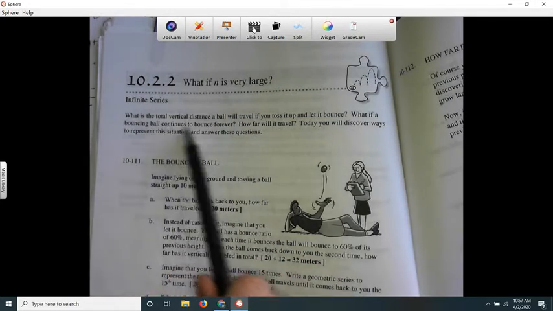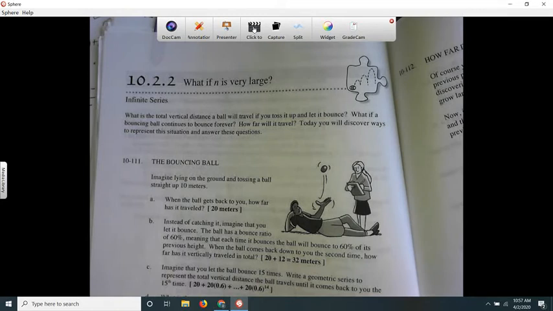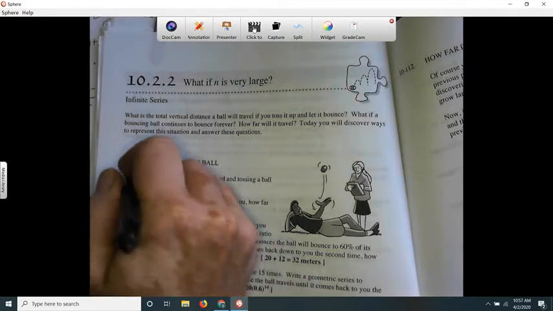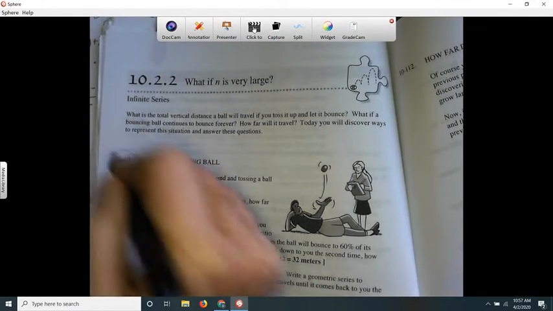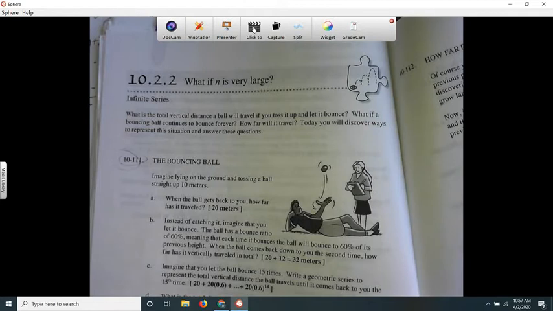It says, what is the vertical distance a ball will travel if you toss it up and let it bounce? What if a bouncing ball continues to bounce forever? How far will it travel? Today you will discover ways to represent this situation and answer these questions. So we're just going to do this first problem, and then I'm going to do a little mini proof to give you a formula. I think that'll be it for today.